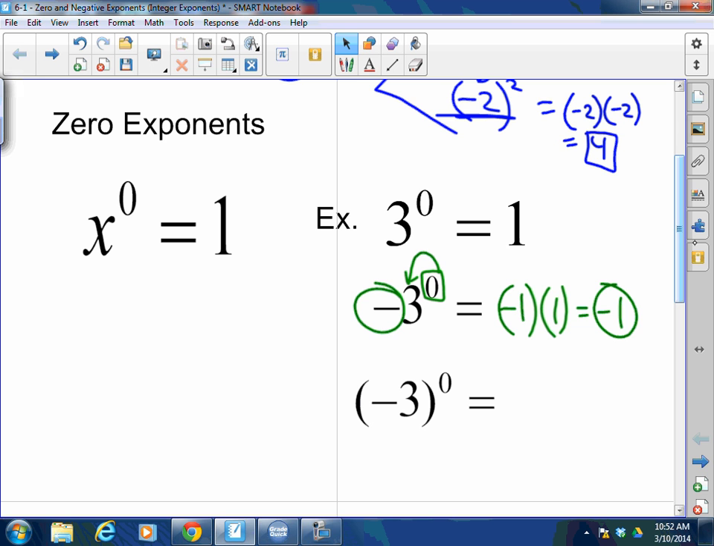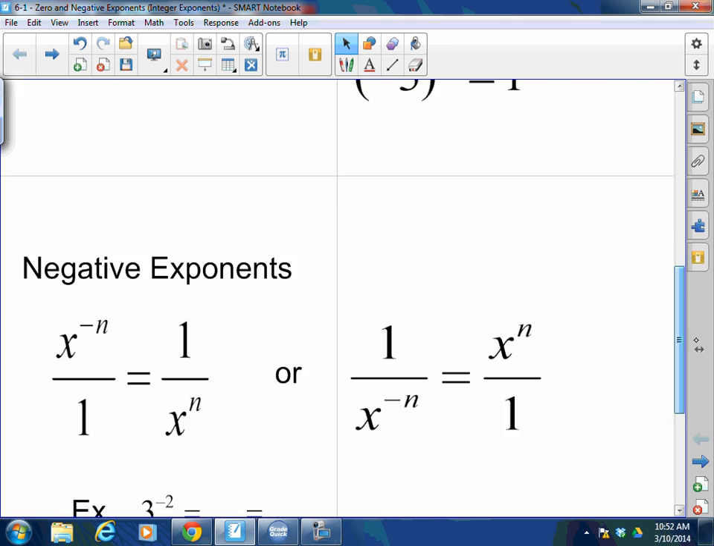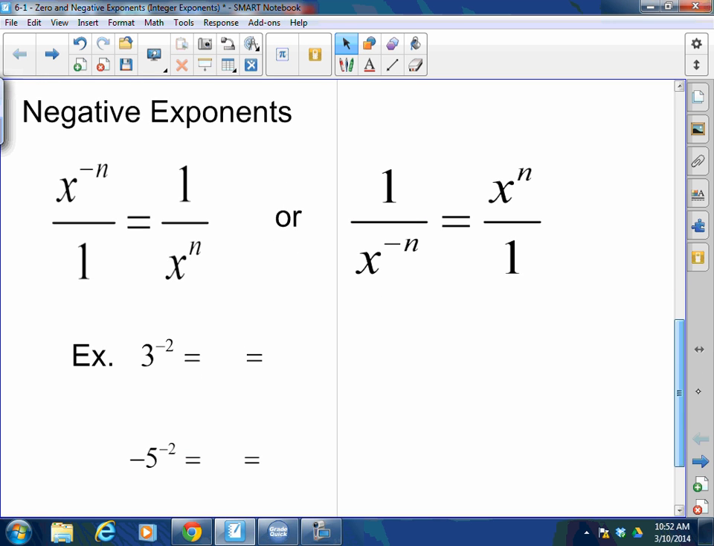What about negative 3 in parentheses to the 0 power? That equals 1 as well. Pretty simple, right? Anything to the 0 power is 1. Now, negative exponents. Negative exponents are very easy to work with as long as you know how to turn them into positive exponents.